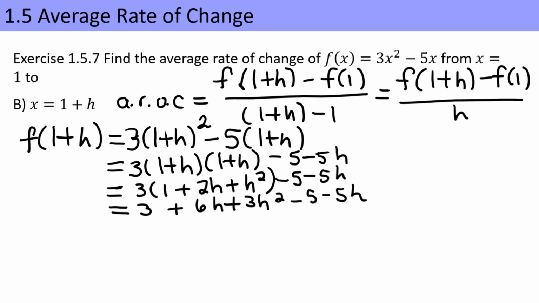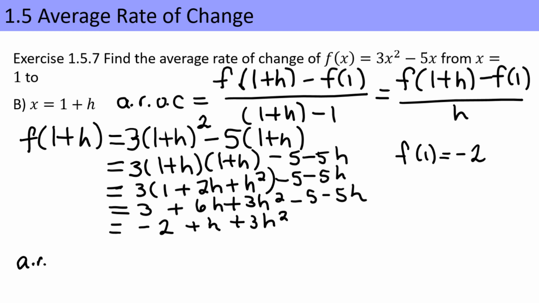And some of these terms combine very nicely. So for example, 3 minus 5 would give us negative 2. 6h minus 5h gives us just 1h. And there's no other square term, so we'll have 3h squared. Okay. And we computed f of 1 previously in part A, which I believe was f of 1 equals negative 2. Now, let's combine it in the formula.